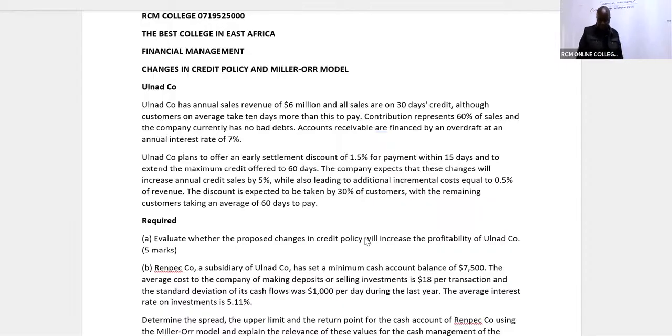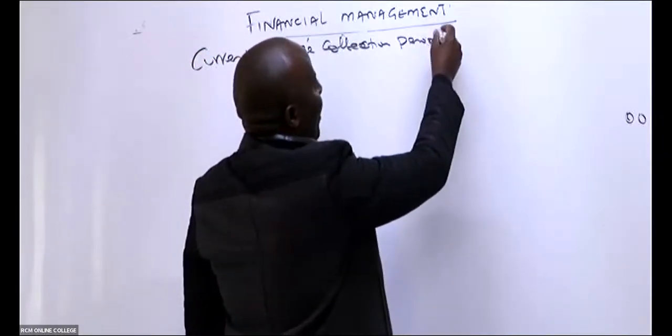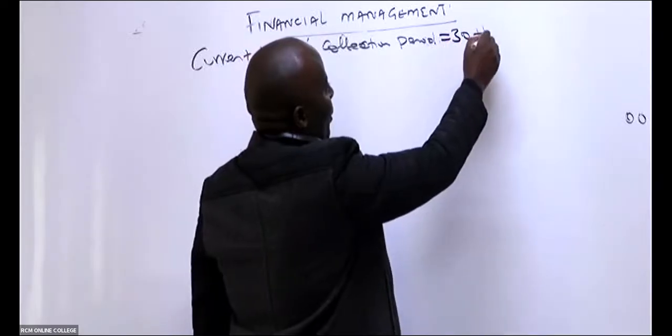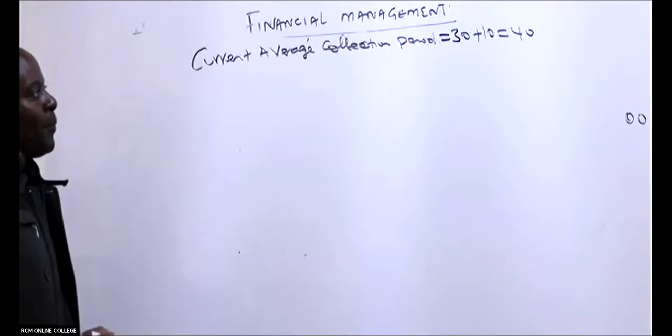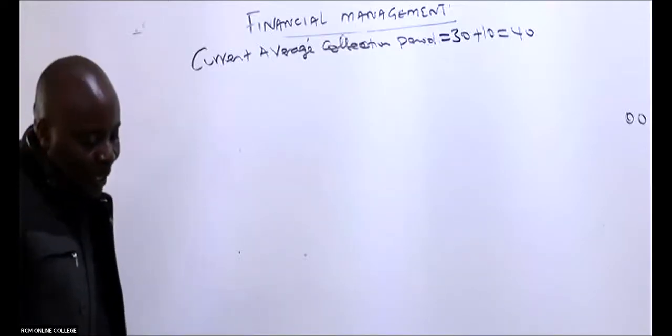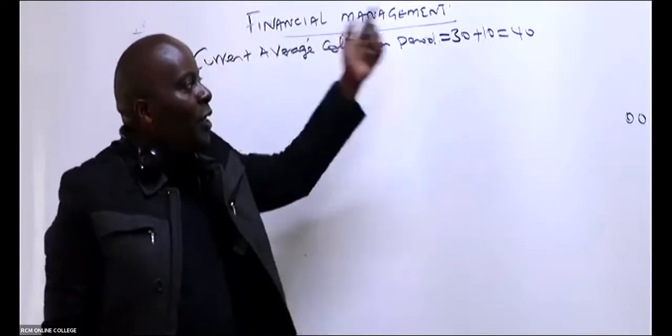We are told that ULNAD company has an annual sales revenue of 6 million and all sales are on 30 days credit, all sales, although customers on average take 10 more days than this to pay. So the average collection period will be 30 plus the extra 10 days, which gives me 40. Then go ahead and give me the current accounts receivable from this 40.